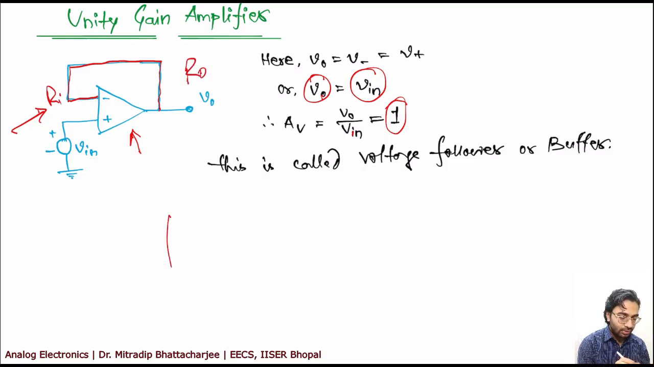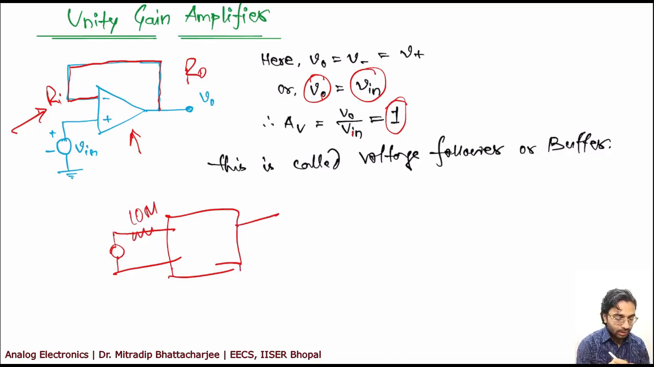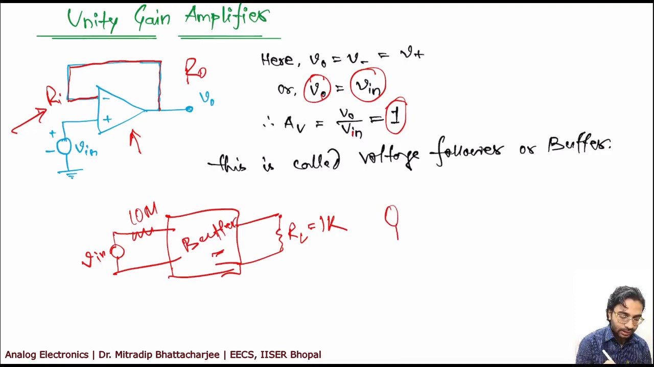because you will get a high input resistance and low output resistance. Say if you have a circuit where your input resistance is very high, and when you connect this to a load which is very low, say 1 kilo, you will find a loading effect over there for Vin. That means if you don't put the buffer, your circuit is something like Vin with 10 mega, and your load is 1 kilo.